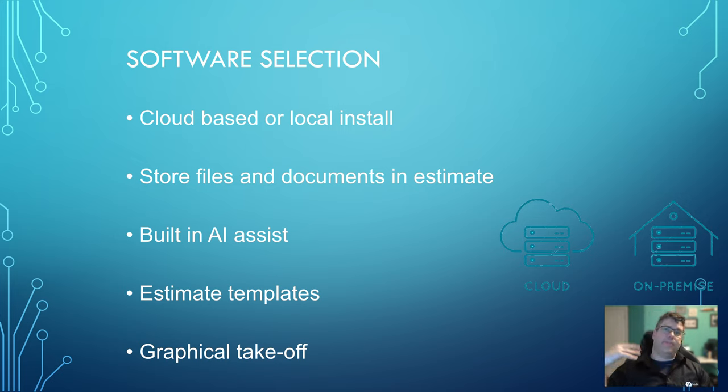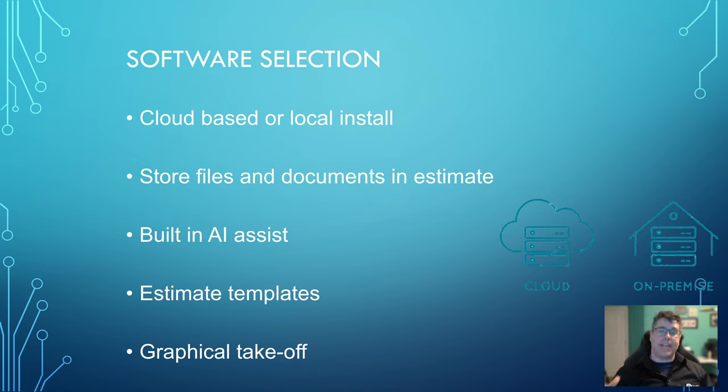Store files and documents in the estimate. Whatever platform you choose should allow you to attach all your files into the estimate. Built-in AI assist. So again, understanding that it's AI assisting. If somebody comes to you and says their estimating package will do the estimate for you, run far. Because accepting that at face value is going to potentially sink your company. But it should have tools built into it that allow you to recoup a significant amount of that grunt labor on the estimate.